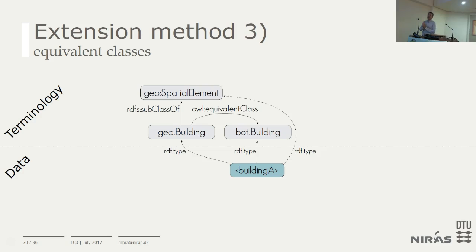Then there is this other equivalent class approach to it. So say, for instance, I want to make a geography ontology, where I also have a building, which is a subclass of my geography spatial element. As soon as I say that geo:Building is the same as bot:Building, when that something I have is a BOT building, it's automatically inferred that it's also a geo building and it's also a spatial element.